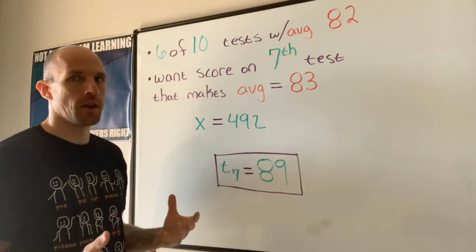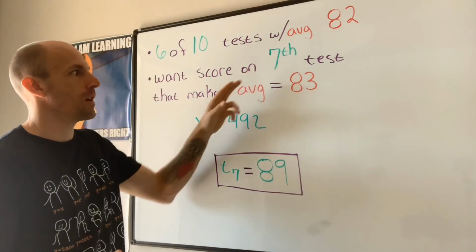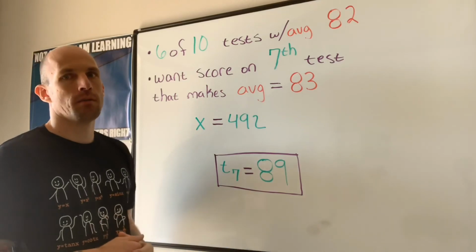So what score do we need on our 7th test in order to get an average of 83? 89.